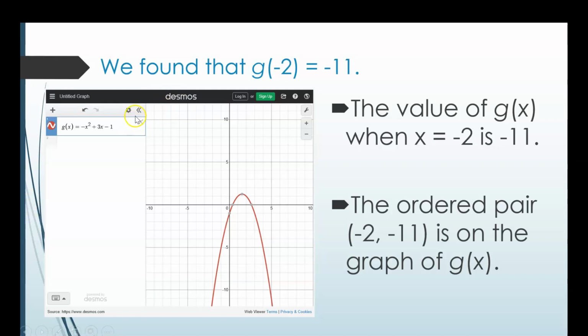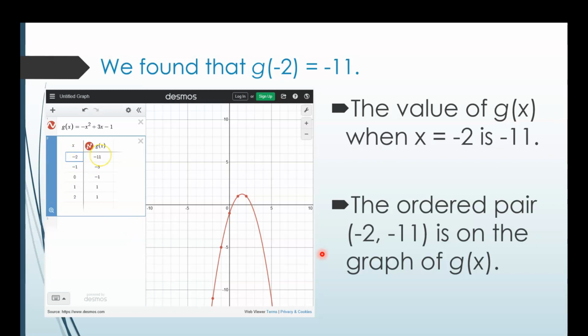All right, so now let's take a look. First of all, let's take a look at the table of values. What's really nice is I can quickly create a table of values. I can see all these input values on the left, -2, -1, 0, 1, 2, and then I can see their corresponding output values. So here is the output value that we found when we did our order of operations. We found that when x was -2, our output value was -11.